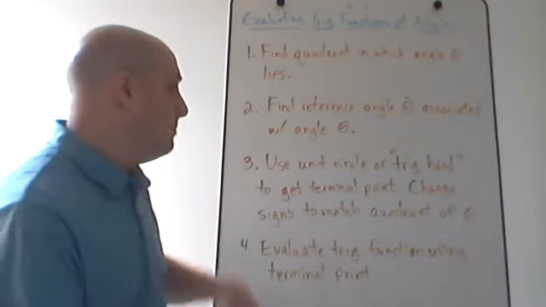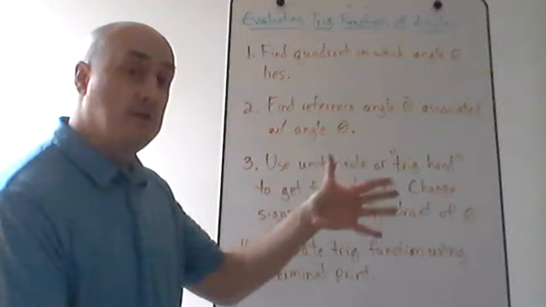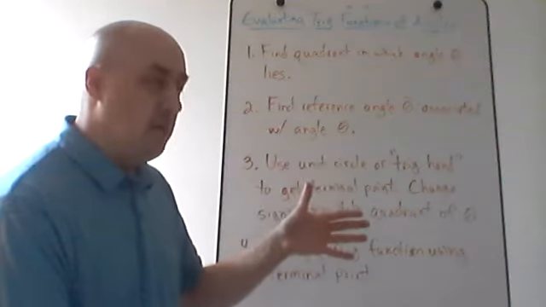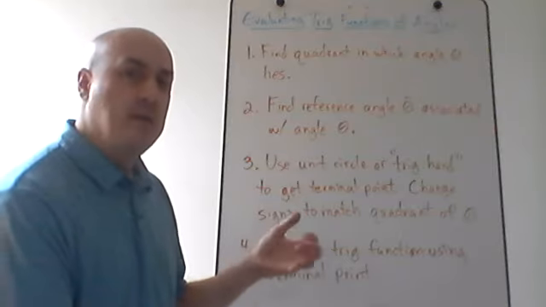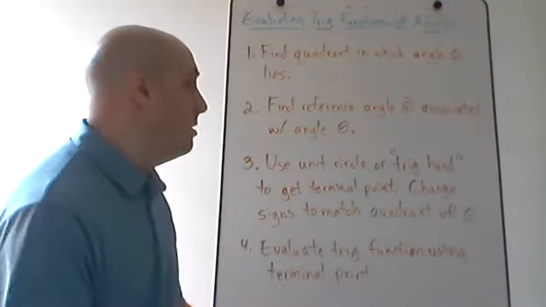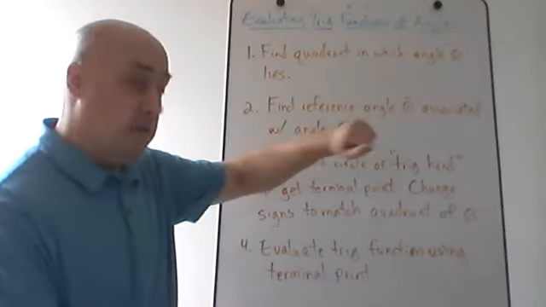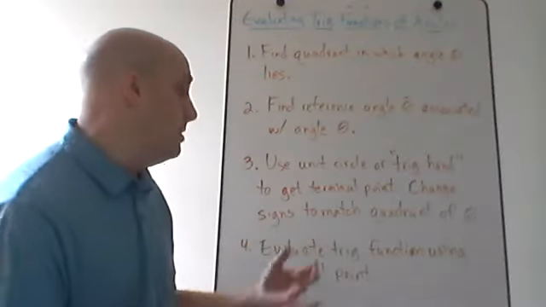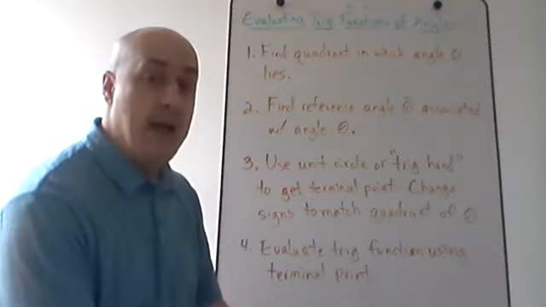The next thing we do is we use the unit circle or we use the trig hand. And again, if you haven't seen the video I did on the trig hand, check it out because it's very helpful in helping you know the values that you should know from the unit circle. So we use the unit circle or the trig hand to get the terminal point for our reference angle. And then we change the signs of that, if we have to, to match the quadrant of our angle theta.